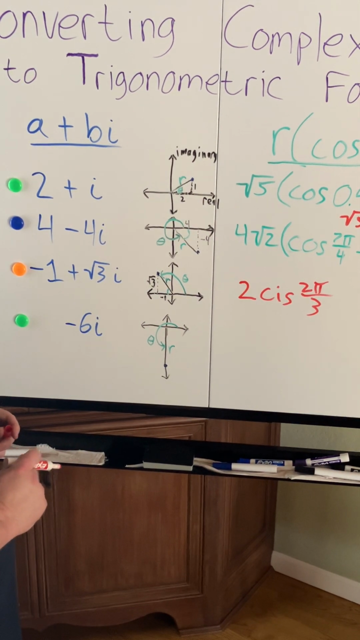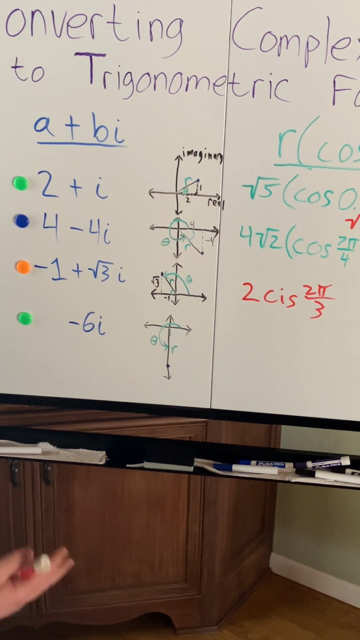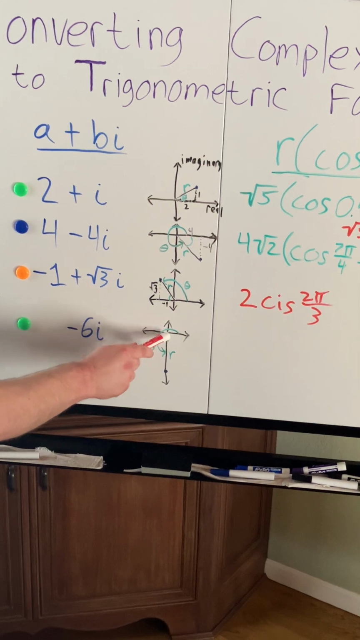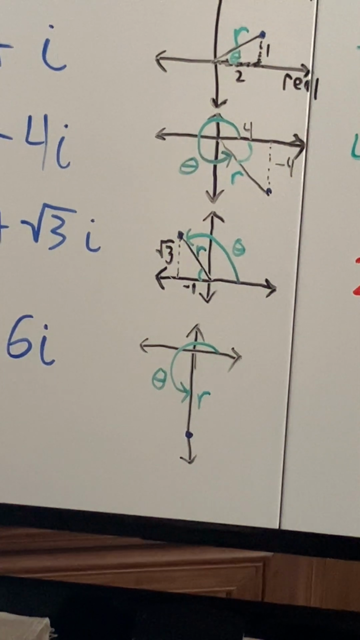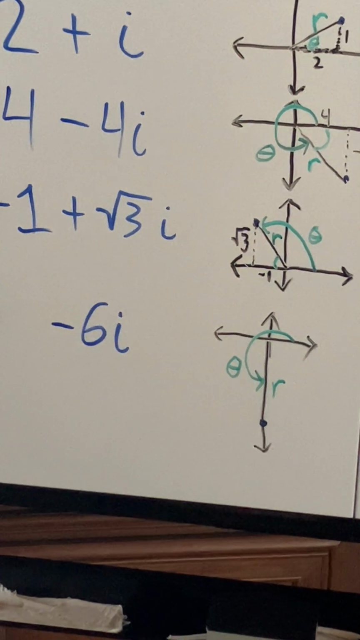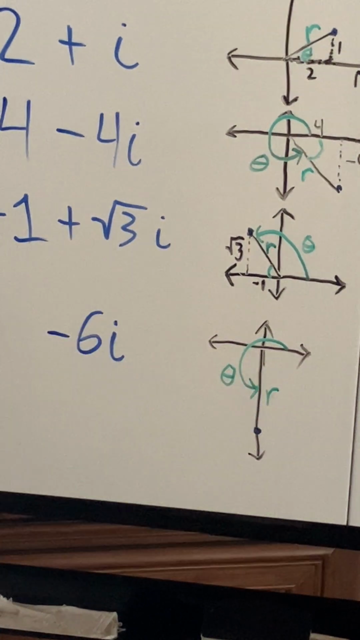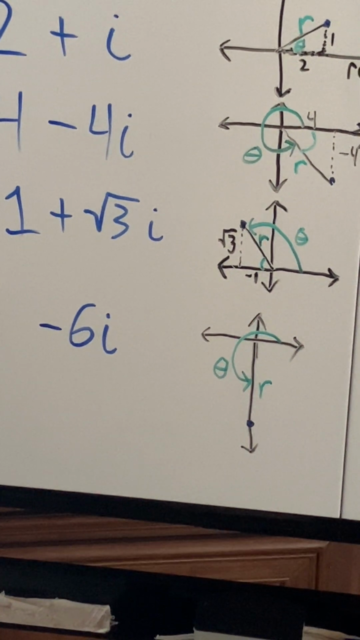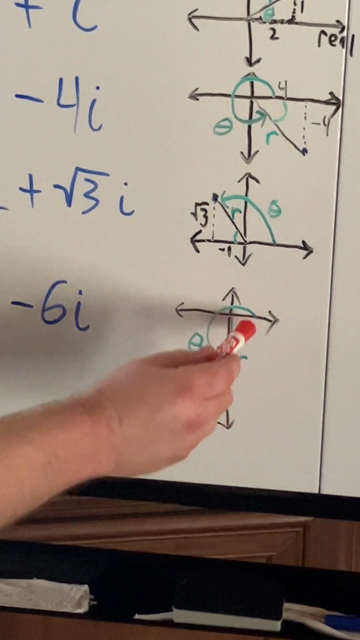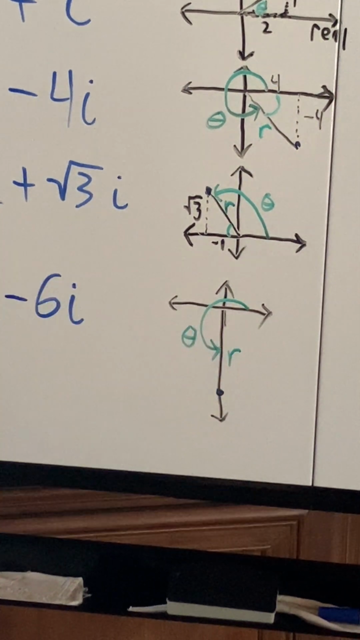Last, here's an example where a is 0. You could have sometimes a or b is 0. Negative 6i, that would mean you're just down 6 on the vertical axis, the imaginary axis. These ones are pretty easy. r is just going to be 6. That's what the distance is from the origin. That's really what r is in all these cases, is the distance from the origin. In this case, r is 6 and theta is 3 pi over 2 or negative pi over 2, however you want to do that.